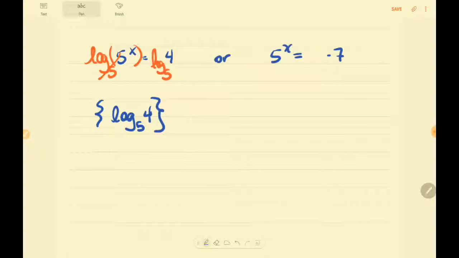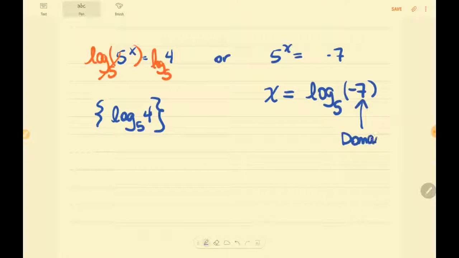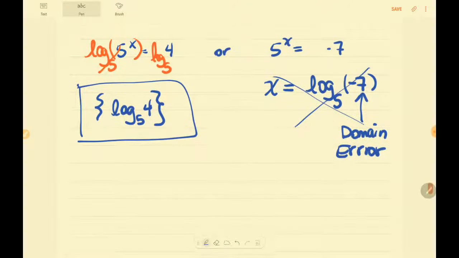All right, oh, but I have this side over here to do as well. So taking the log base 5 of both sides, I get x equals log base 5 of negative 7. But this is a problem, domain error. You cannot have a negative input, because remember, we're raising to a power. So it's 5 to the power of something equals negative 7. How are you going to get that? How is that going to happen? You know? So we have to exclude this, it is not possible. So this actually does turn out to be our final answer.